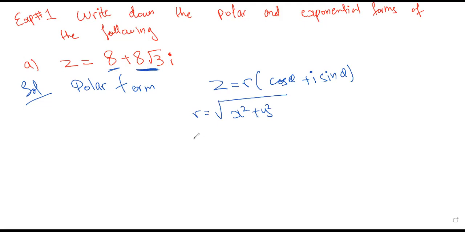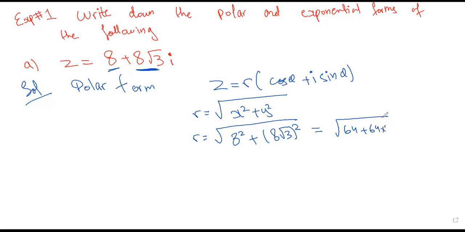So r would be under the root x square, that is 8 square, plus y square, that is 8 under root 3 square, and this will turn out to be under root 64 plus 64 into 3, and this will give you 16. You can calculate that on your own as well and just check if you're getting the same answer. Yes, and your answer would be 16. Okay, so this is your r.